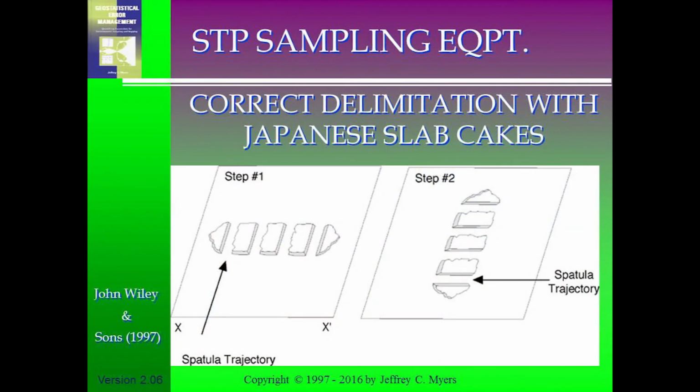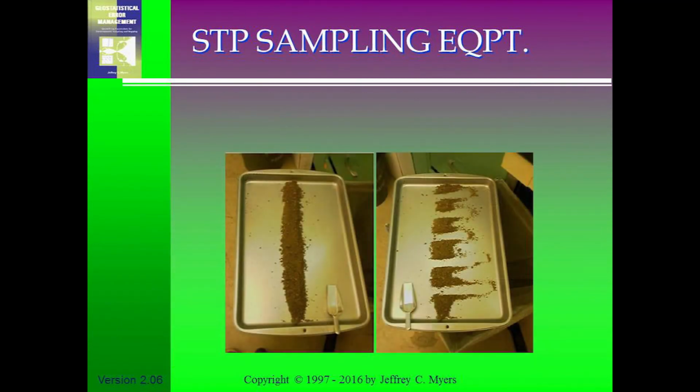All right, got to keep going here. Japanese slab cake, here's another way to do it. You flatten the pile, you send the scoop straight through, get the material, you take several increments, maybe you do it again, a second time, and get a subsample, and it's a good way to do it. Except it doesn't always come off. Again, you can mess it up when it comes to practice.